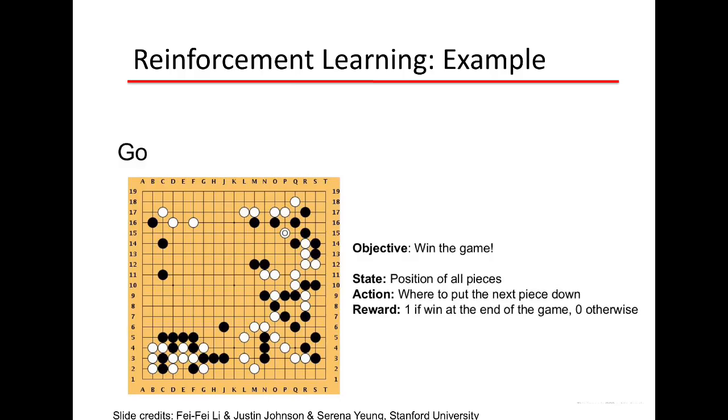Similarly, other game playing like the game of Go, right? So the objective is to win the game. State is the position of all the pieces. Action is where to put the next piece. And reward is 1 if you win the game at the end. And so there is no intermediate reward here. In the previous example we had Atari game, at every step you have a game score. Or when you're looking at balancing a ball, at every step you have a reward. Here you have reward only at the end.